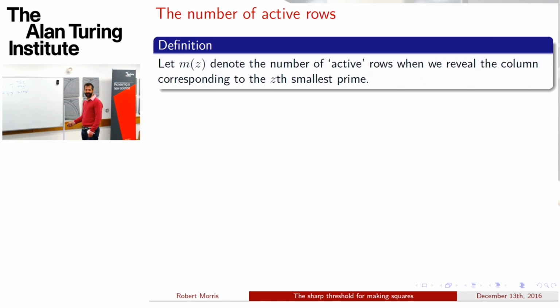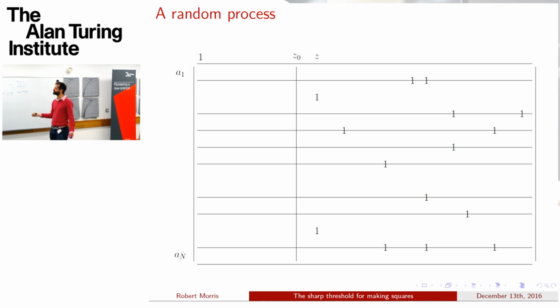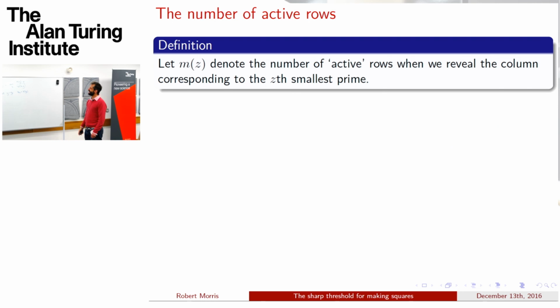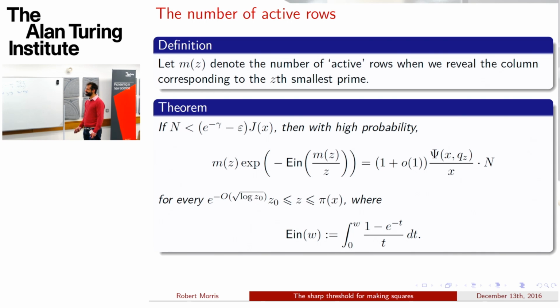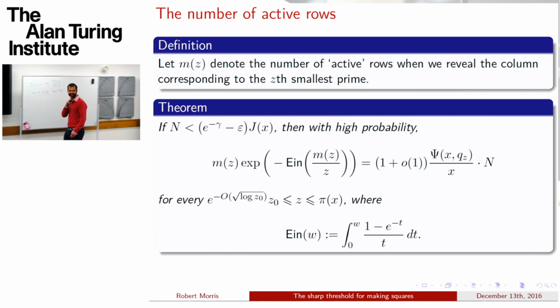Okay, so what are we going to track? We've got a random process. We have to decide which variables we're going to track. The most obvious one to track is the number of rows, the rows that have survived up to step z. And how large should m of z be? We need to guess the answer. And the answer turns out to be a bit funny. So let me spend a few minutes talking about this equation and why this is a natural thing to guess.